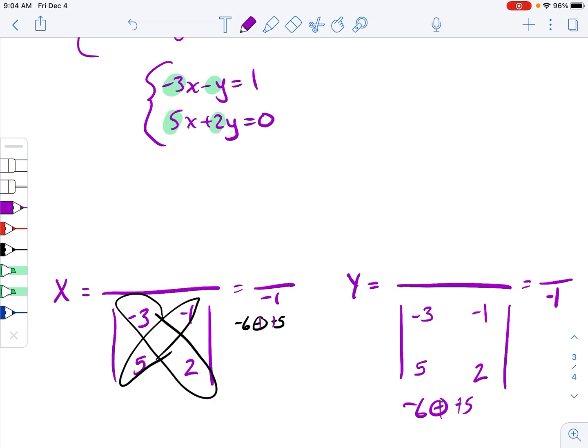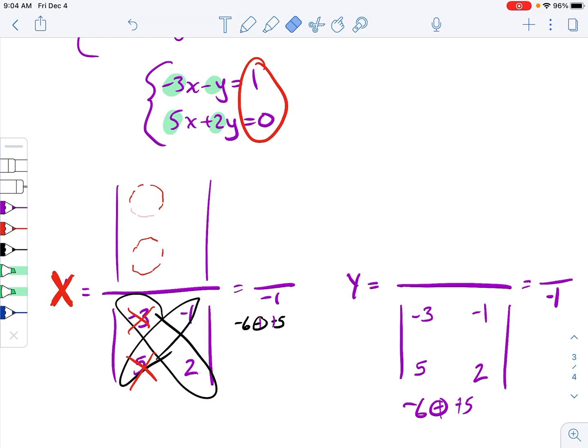Now, we are working on x. So my determinant in the top, because this is x, I am not going to use my x coefficient values. I will not use negative 3 and 5. Instead, I'm going to use my constants. So what that means is instead of placing negative 3 and 5 right here, I'm going to put 1 and 0. Now I will still pluck off my coefficients for the y values, and those will go there.